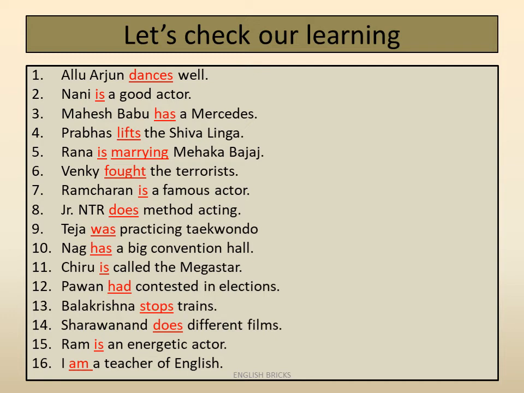I'm sure you've got all the answers right. 16 on 16. Alright. The answers: dances, is, has, lives, is marrying, fought, is, does, was, has, is, had, stops, does, is, am. All of these are verbs. So you see here, dances, for example, is an action word, is a state of being, has talks about possession, does talks about something being done. So a verb is basically a word that talks about action, state of being, and possession. I hope you've got the lesson right. Shall we move on?